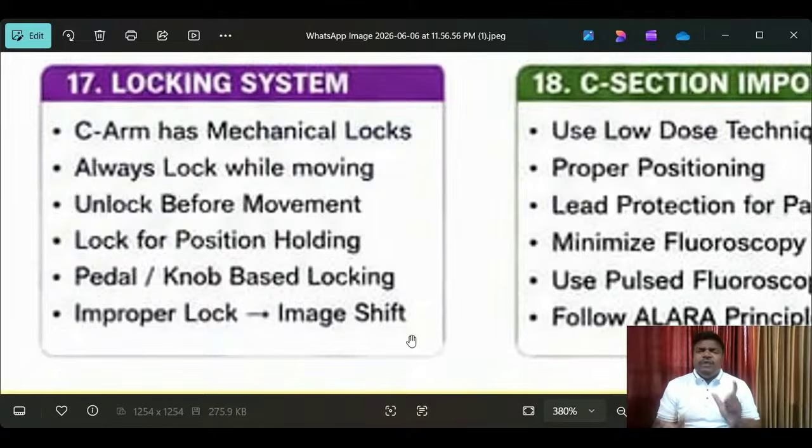What is the purpose of the lock? We have to lock the system, that is the purpose of system locking. Mechanically it is available in this CM. In software-based systems we can also operate it using the control panel console. We can operate it and we can stop it also. That is the advanced technology in the CM.